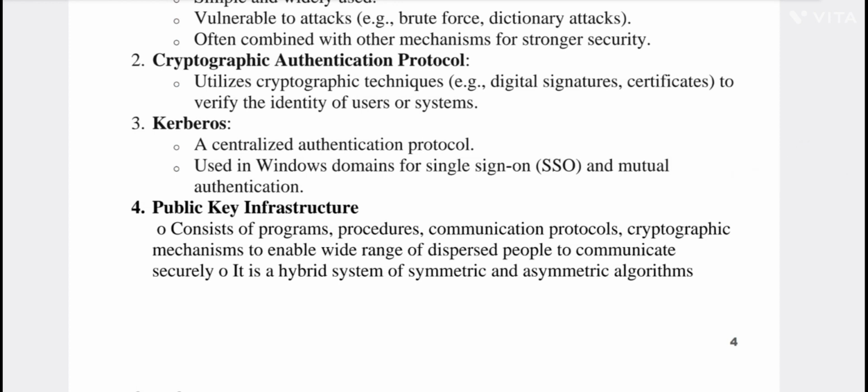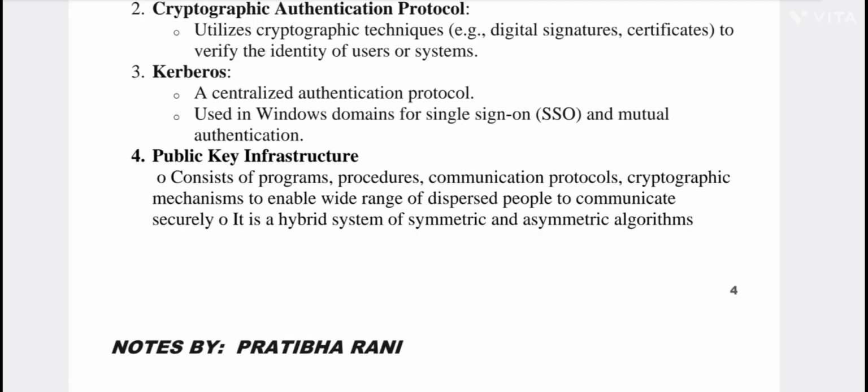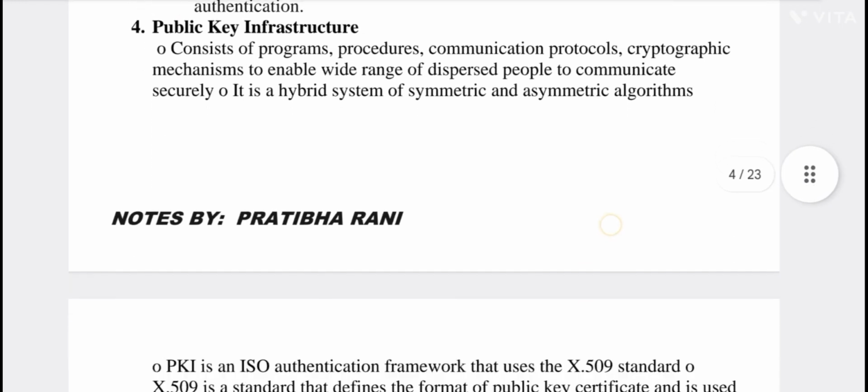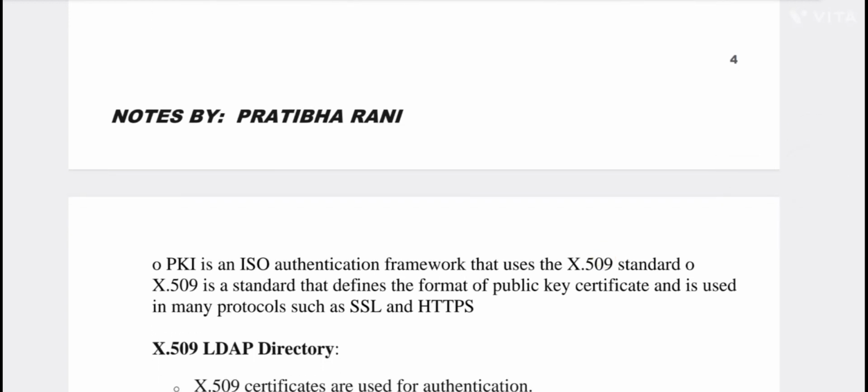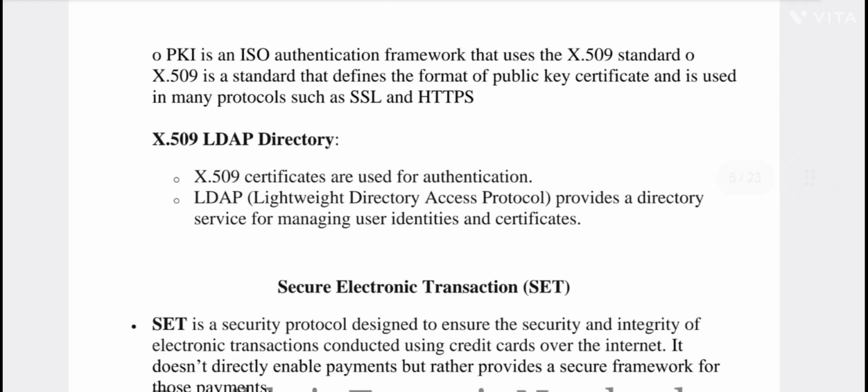Then public key infrastructure. So what is public key infrastructure? Basically, guys, as we have seen in IP security architecture, it contains some procedures, protocols and standards. In public key infrastructure also, it contains communication protocols and cryptography mechanisms to enable a wide range of dispersed people to communicate securely. It uses symmetric and asymmetric algorithms, and for the standard it uses X.509. It is an ISO authentication framework. You can study X.509 directly here.